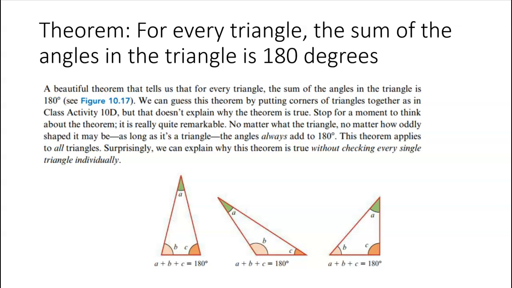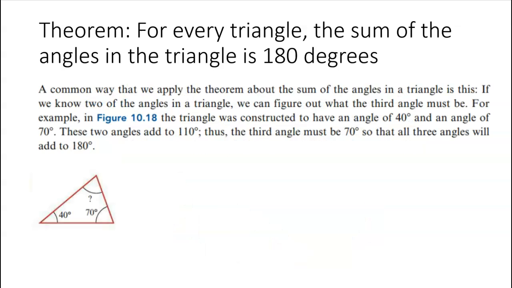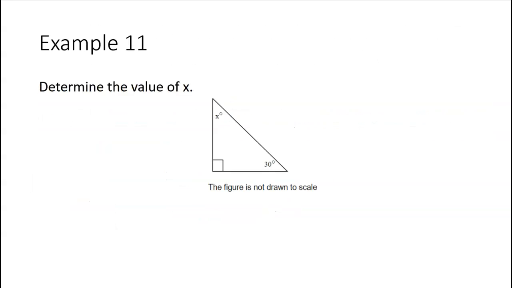So what we know is that for every triangle, the sum of the interior angles is 180 degrees. And so that means we can use that to figure out missing angles. Because we know that we have 40 and 70, we know that it must total 180. So we can say, okay, this is 110 plus what is equal to 180? This must be 70 degrees. So let's look at an example here.